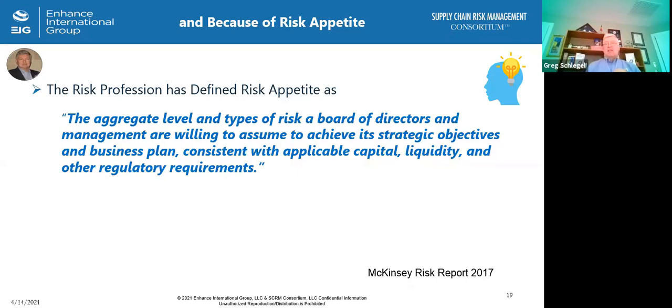Here's what the risk profession, not supply chain, the risk profession has to say about a risk appetite. It's the aggregate level and types of risk a board of directors and management are willing to assume to achieve its strategic objectives and business plan, consistent with what? Applicable capital, liquidity, and other regulatory requirements. Now that's a long, broad definition, but essentially we've simplified it to say this.